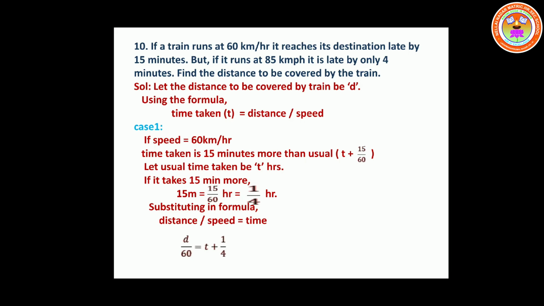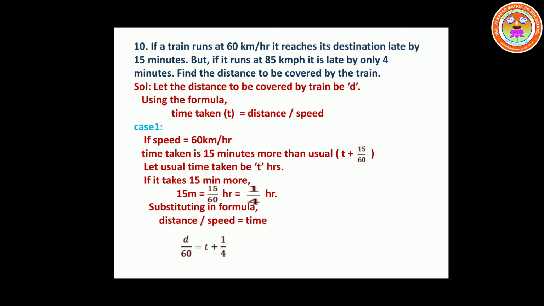So if a train runs at 60 km per hour, it reaches its destination late by 15 minutes. So usually it reaches the distance, but if it is traveling at a speed of 60 km per hour, it is reaching the destination, okay, by 15 minutes late. So this is the first case. Now time taken is 15 minutes more than usual. Okay, more than usual, it is taking 15 minutes more.